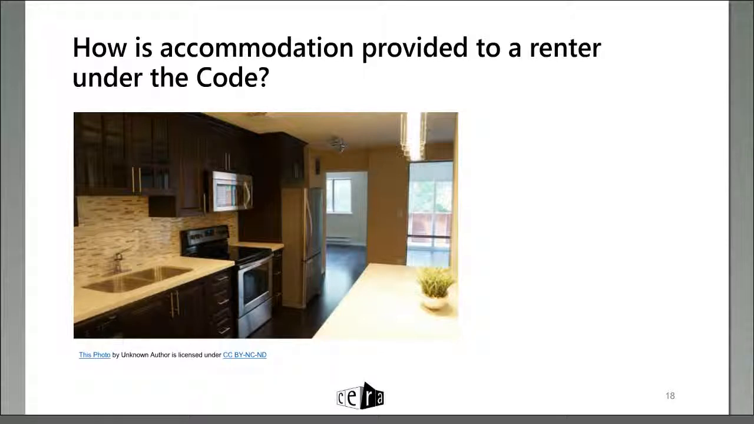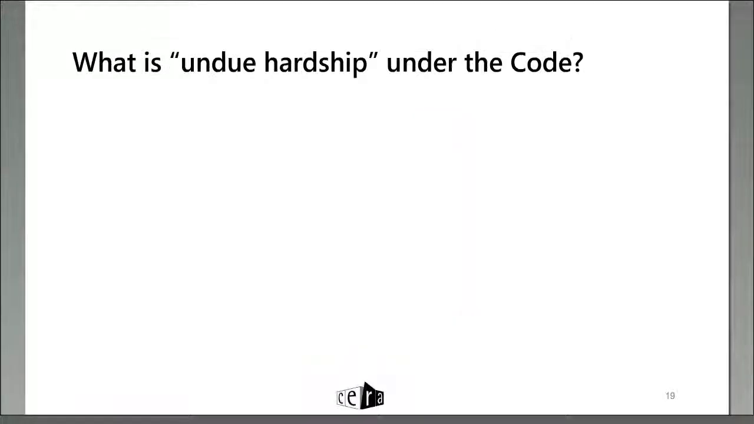Accommodation is a shared responsibility. Housing providers and renters need to work together to determine and implement appropriate accommodations. And housing providers should talk to renters about their specific needs and work towards creative solutions.